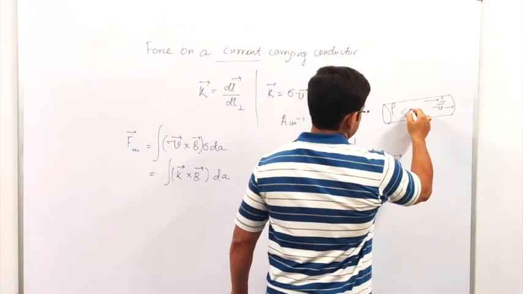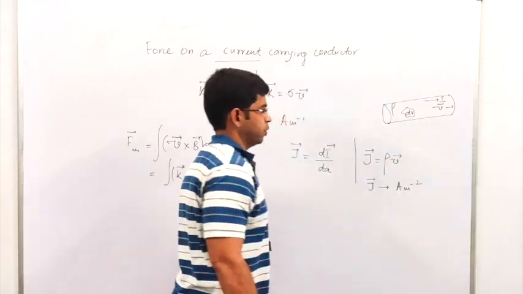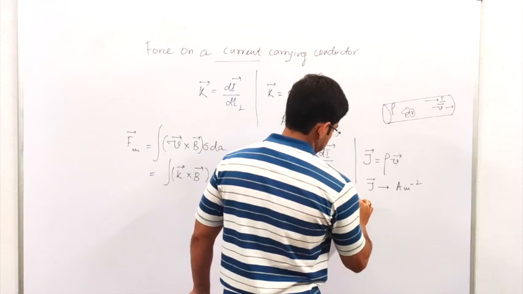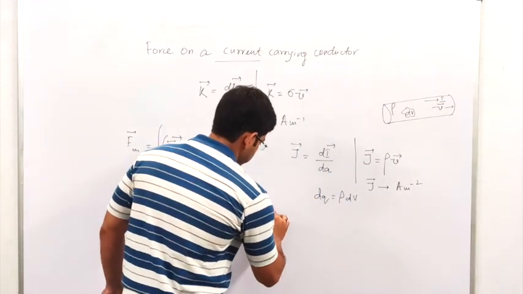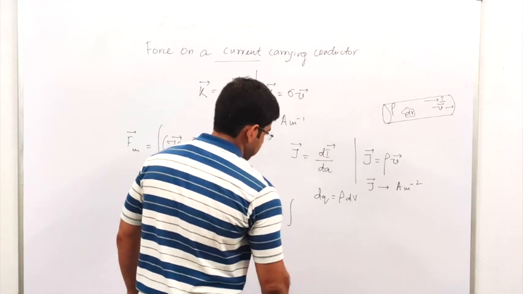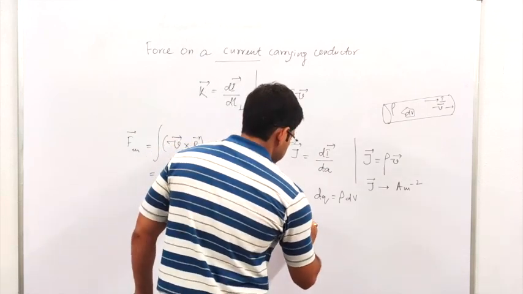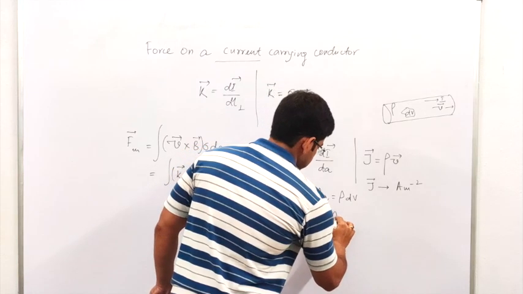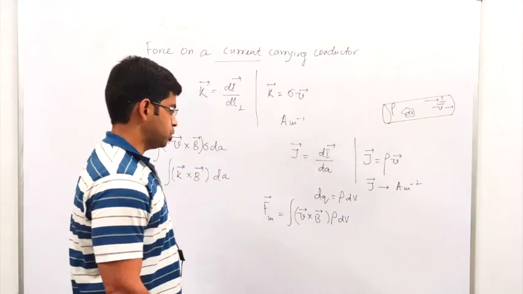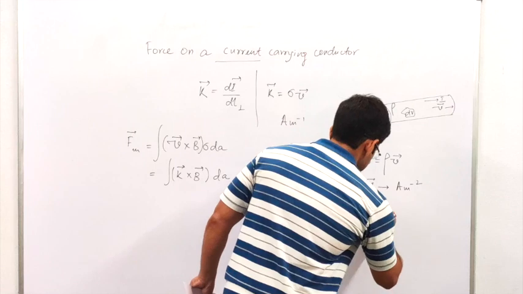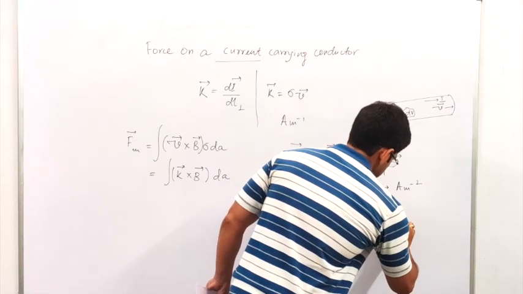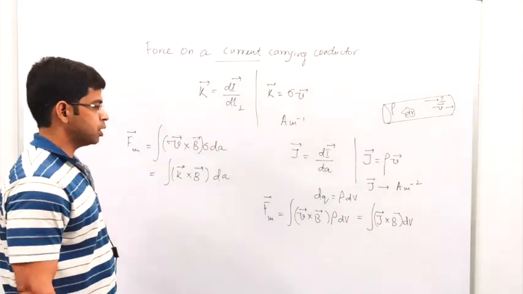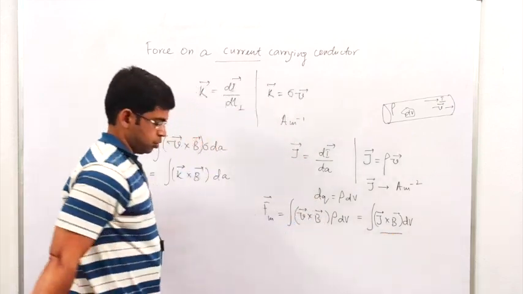Now let us consider again an elemental volume dV within the conductor. So the charge dq in it will be rho dV, and the total magnetic force acting on the elemental volume will be v cross B into rho dV. Again, since rho v is equal to J, we have J cross B dV. So in the three-dimensional case, we have this equation for the magnetic force.